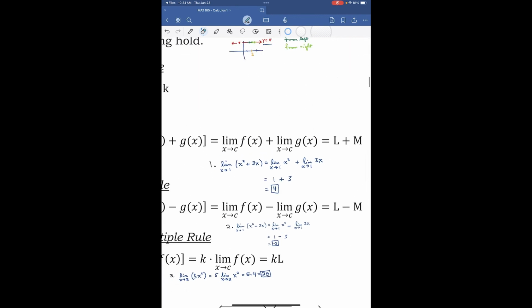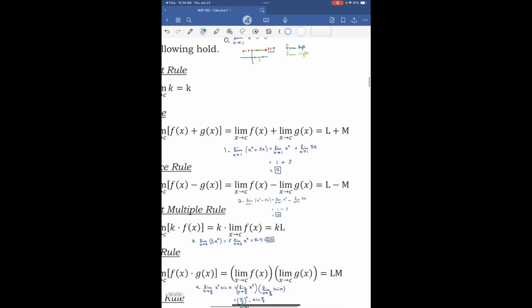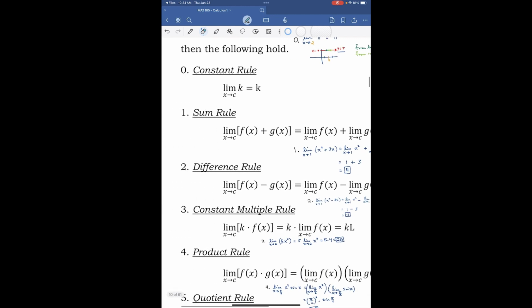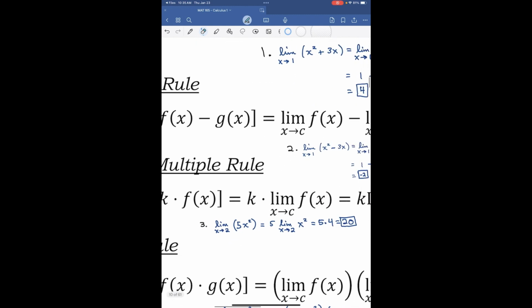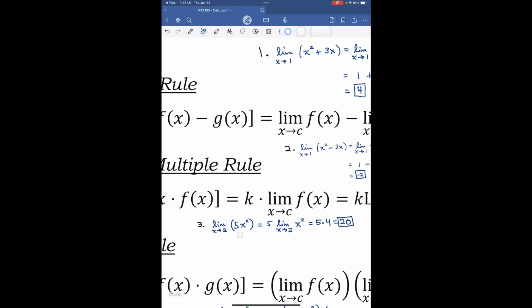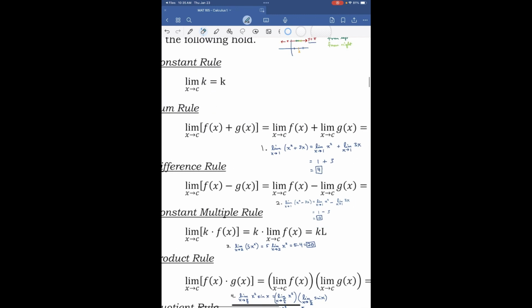Let's see, I have rule 3 somewhere. Oh, there it is. Rule 3, recall, is the constant multiple rule. It tells us that if we're taking the limit of a constant times a function, then that constant can be brought to the front, and we get k times the limit of f of x. Let's look at a simple example: the limit of 5x squared as x approaches 2. The 5 can be brought out to the front, so we have 5 times the limit. The limit here is 4, so 5 times 4 is 20. Okay, so that's the constant multiple rule.